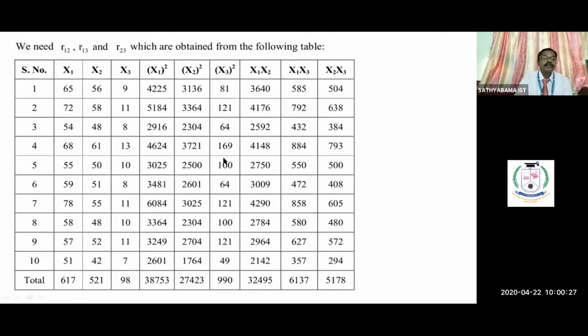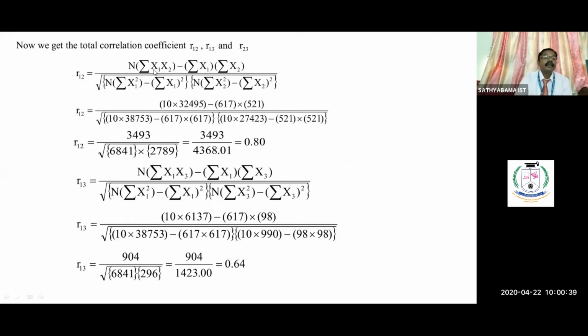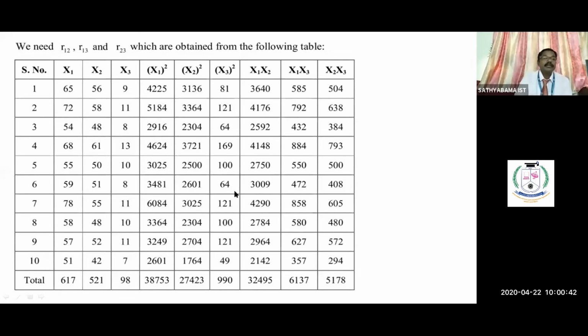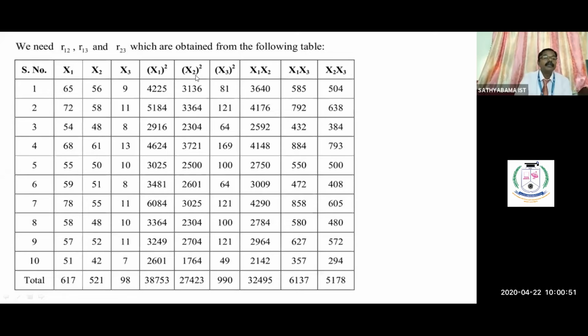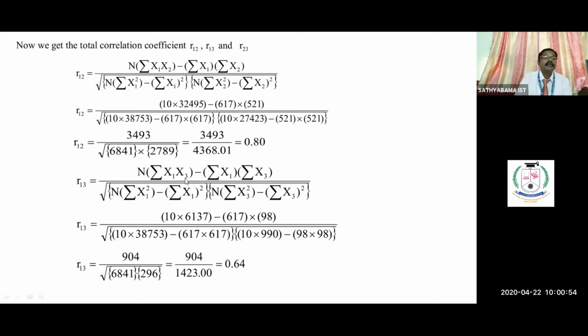So this is the total value, the summation for sigma x3 square, sigma x1 x2, sigma x1 x3, and sigma x2 x3. Using the formula, we are finding sigma x1 x2 from the table. What is sigma x1 x2? 32,495. Here we are substituting 32,495. What is sigma x1? 617. We are finding that as 617. From all the data, using the direct formula, we find the value of R12 for correlation.